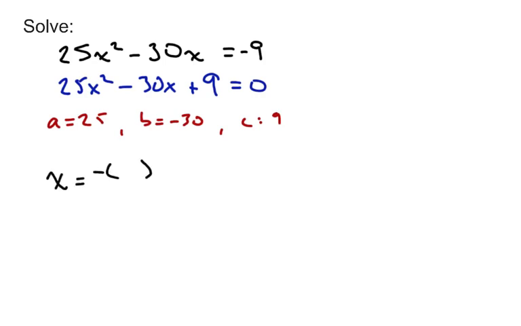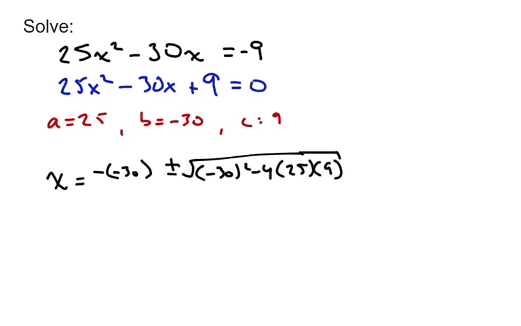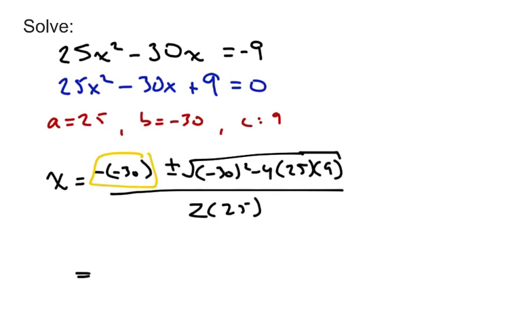X equals negative b plus or minus the square root of b squared minus 4 times a times c all over 2a. So now we got a whole bunch of numbers in here. Things might get big, but that's okay. We can let our calculator help us out. First of all, the opposite of negative 30 is just 30 plus or minus the square root.